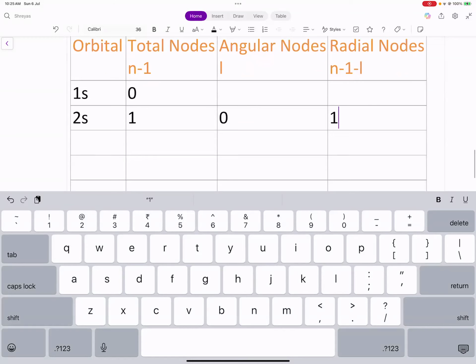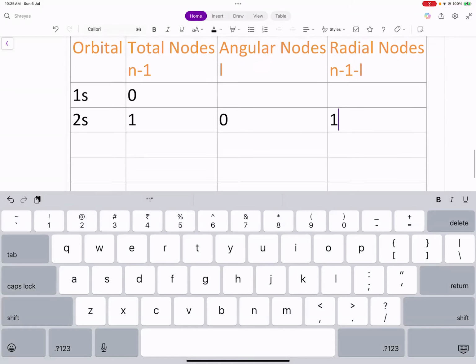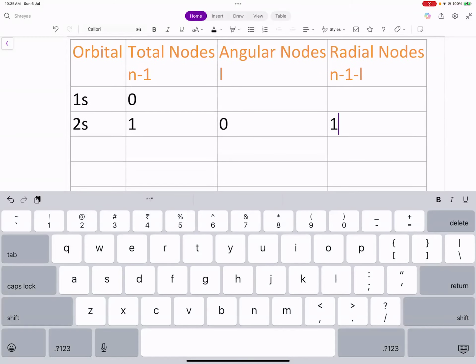Yes. Right? Hello? Oh, sorry, sir. I was on mute. Didn't realize. I keep on touching the keyboard. No problem, no problem. So s orbitals will always have this, right? Yeah.